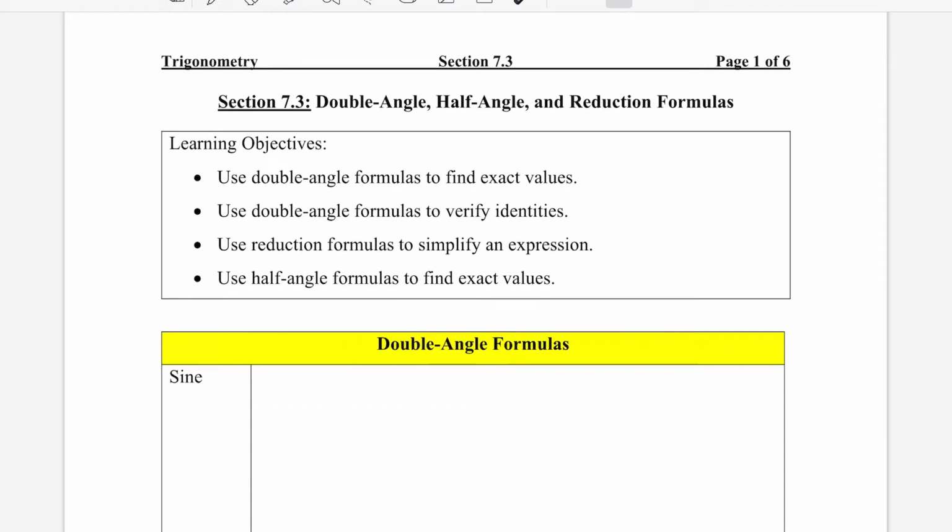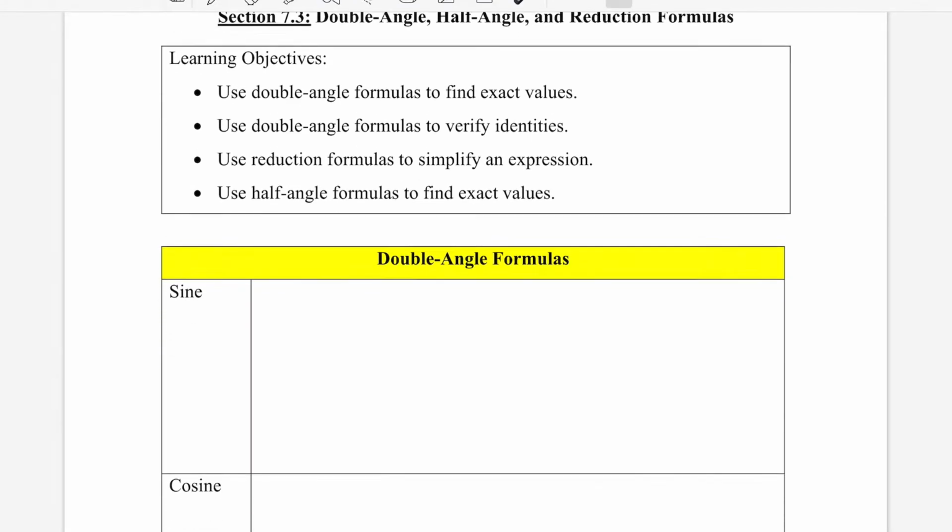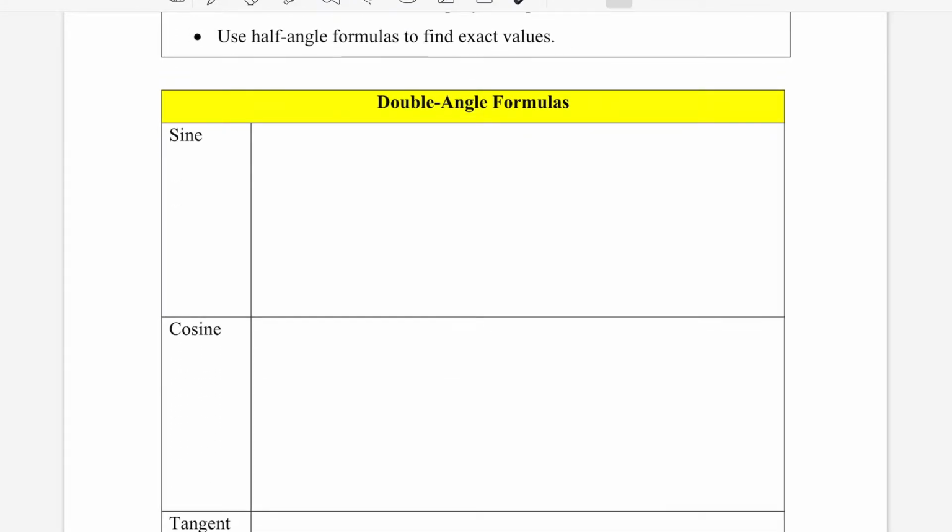Section 7.3. In this section, we are going to learn how to use double angle formulas to find exact values, double angle formulas to verify the identities, reduction formulas to simplify an expression, half angle formulas to find exact values. First, we will start off with double angle formulas for sine, cosine, and tangent.